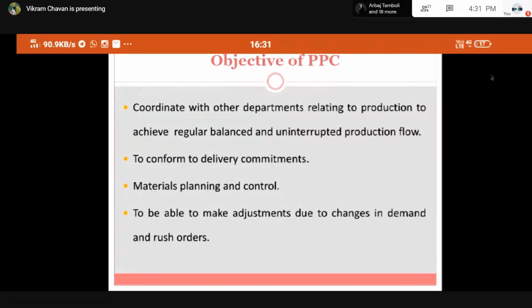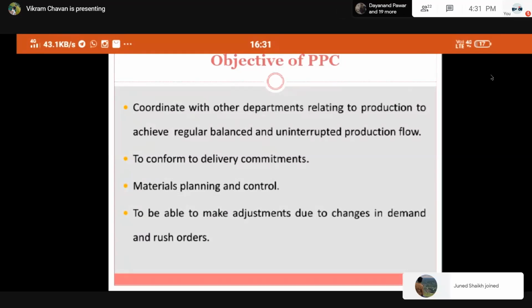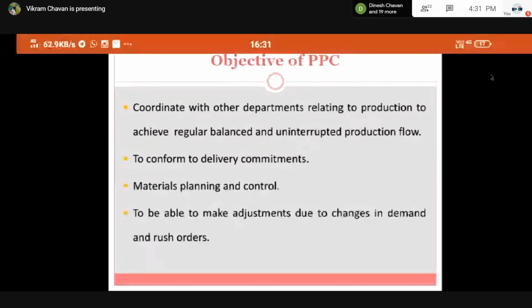So it will affect the performance of the main company, the company which is receiving material from another company. It will be problematic to sustain the relationship if you are not following the commitment of deliveries. Okay, so production planning and controlling will ultimately help to confirm the delivery commitment. Okay, then material planning and control.